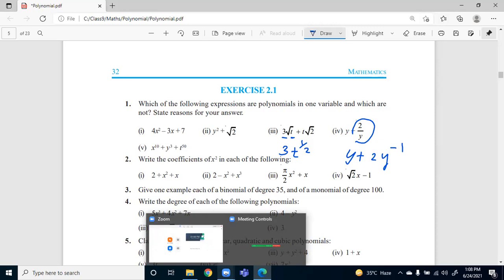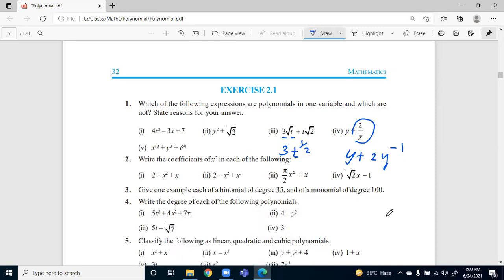So for a polynomial, it is definitely true that it should be a whole number. It cannot be negative, it cannot be a fraction. You should keep this in your mind, that this is how I can decide whether a particular algebraic expression is a polynomial or not. The way of deciding is that the power on the variable should always be a whole number. It cannot be negative, it cannot be a fraction.